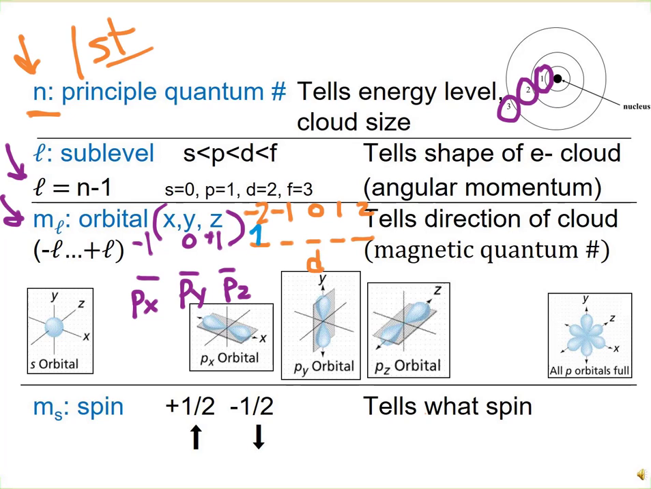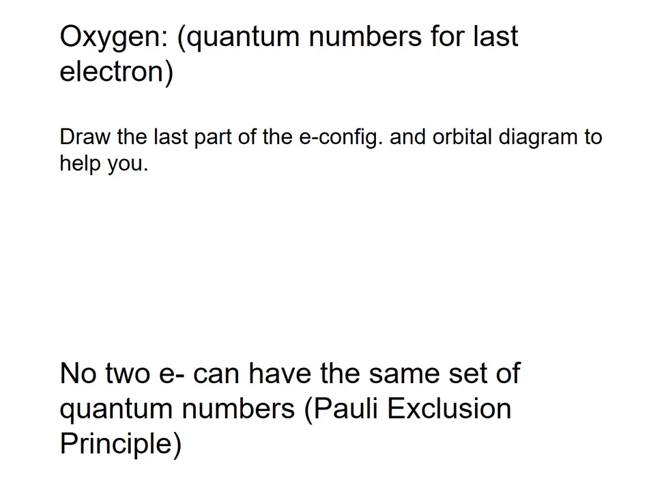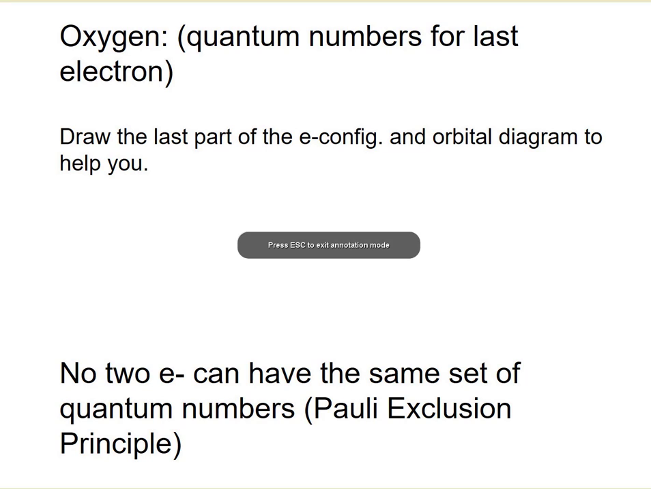And then the last one is your m sub s. This is your spin. And again, we looked at this with orbital diagrams. If it's up, the quantum number would be a plus 1/2, and if it's down, it would be a minus 1/2. So let's put this all together. It's a number code, and there are two pieces of information that you need. You need an electron configuration and an orbital diagram.